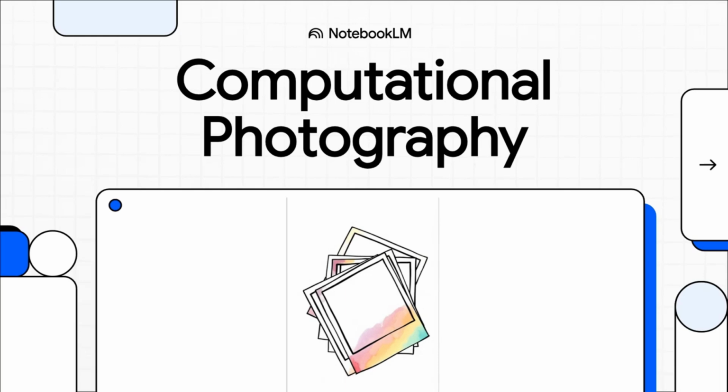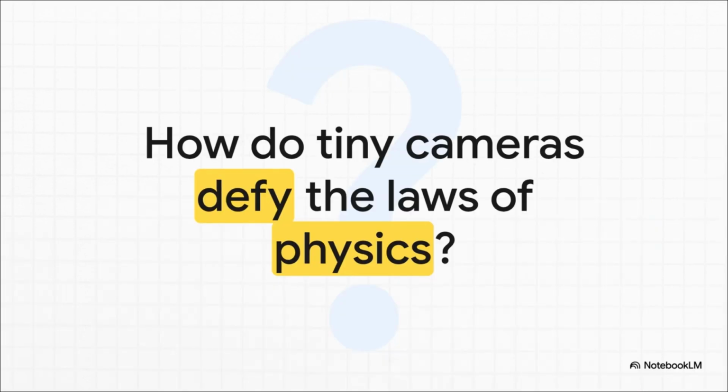Have you ever taken a photo with your phone, maybe in a dark room or against a really bright sunset, and just been blown away by how good it looks? I mean, it almost feels like magic, right? Like that tiny little lens in your pocket is somehow just breaking the rules of physics. Well, it turns out it's not magic, but it is a revolution, and it's all powered by the incredible science of computational photography.